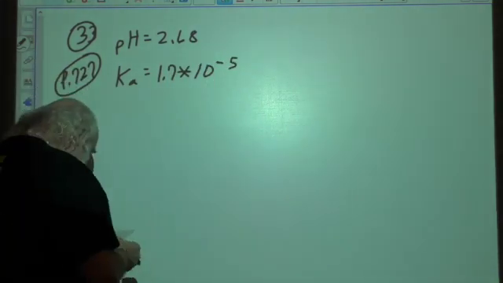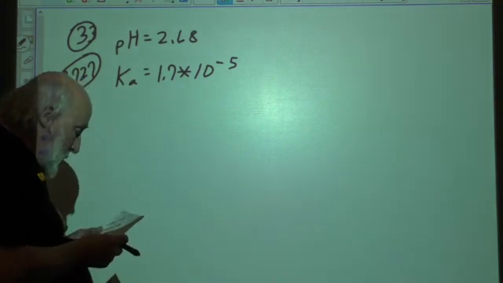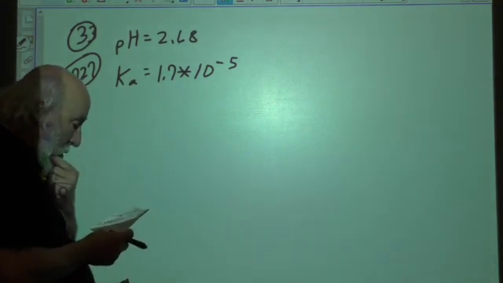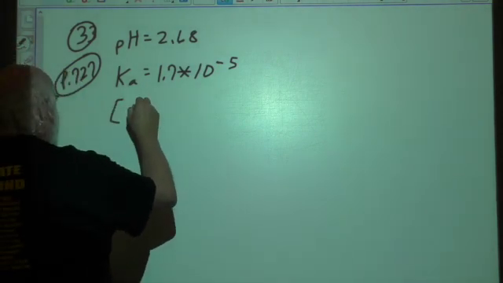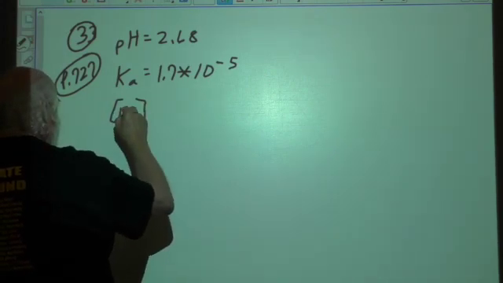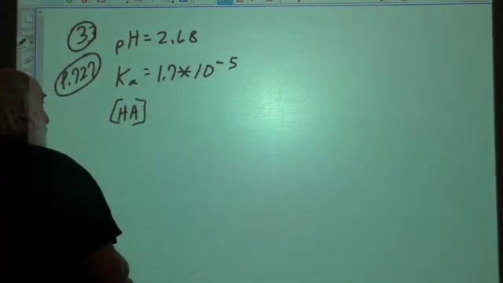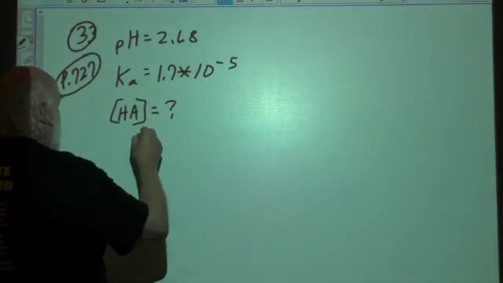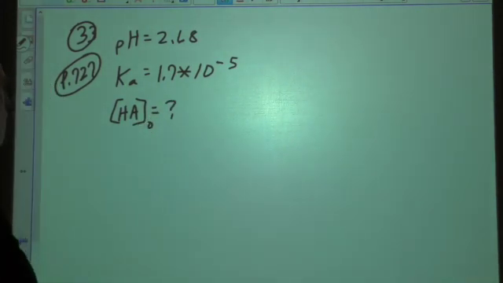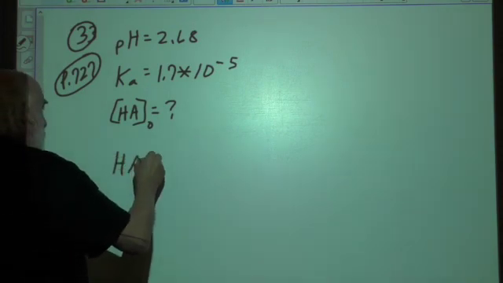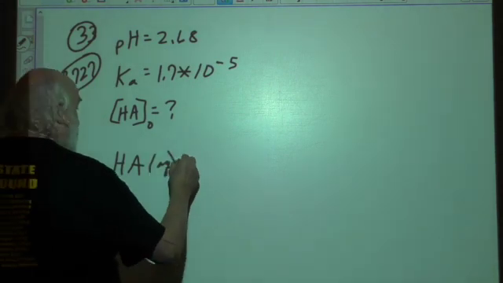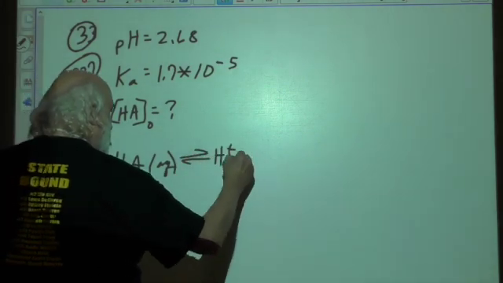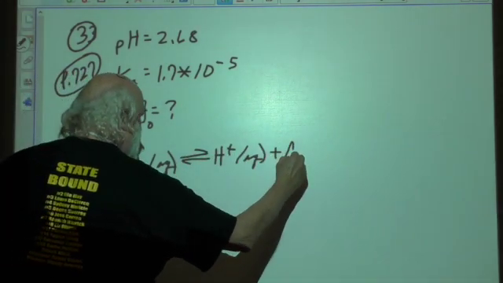And what they don't give you is the original concentration of the material. So we want to know what is the original concentration of the acetic acid, which I'll call, of course, HA. Alright, so, again, HA aqueous, which works really well because acetic acid gives a name. Aren't I the clever boy? H positive aqueous plus A negative aqueous.